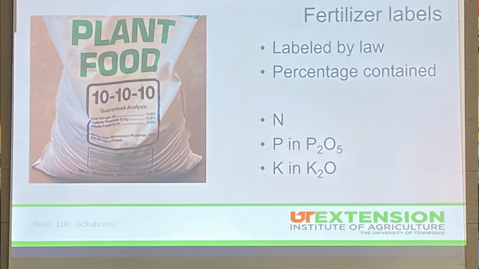Plant food, it's important to read your labels. It's labeled by law, percentage contained. NPK.